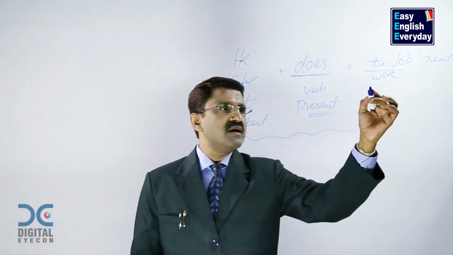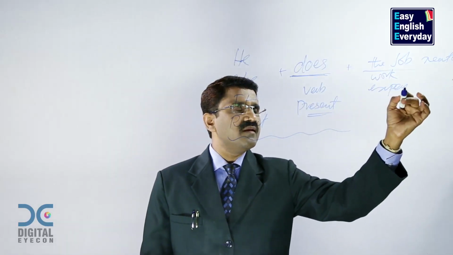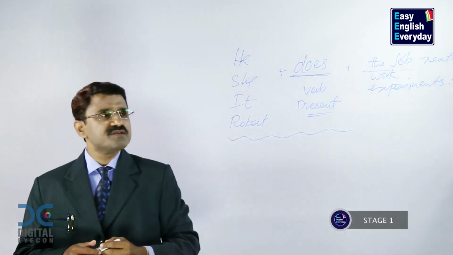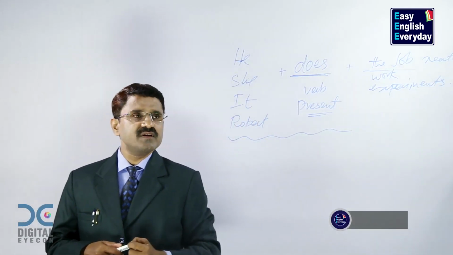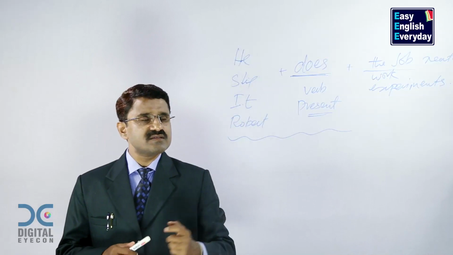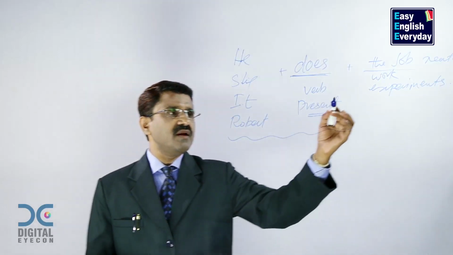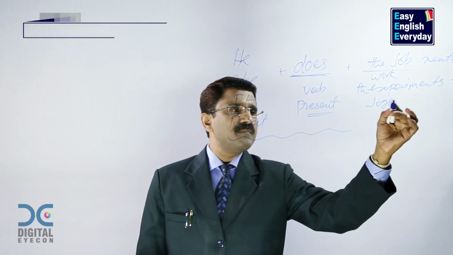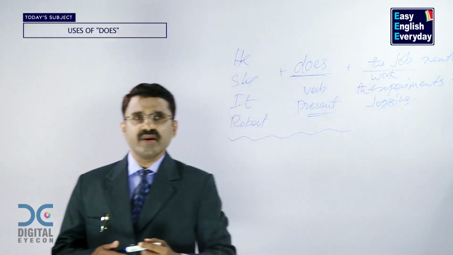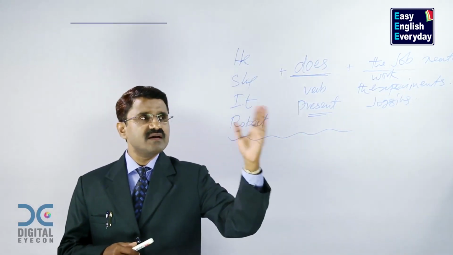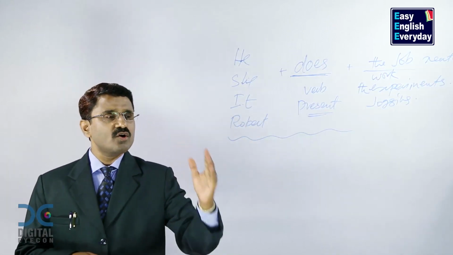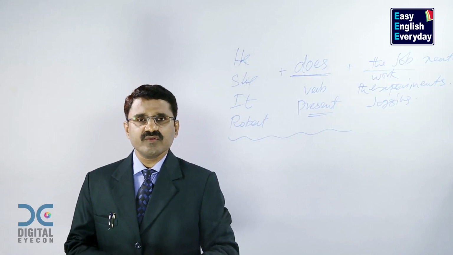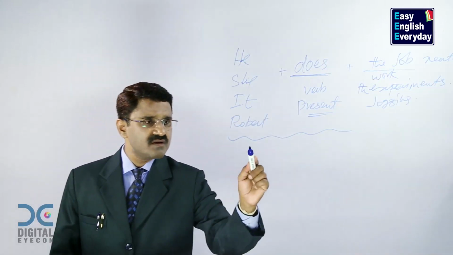He does the experiments every day. She does the experiments every day. It does the experiments every day. Robert does the experiments every day. He does jogging daily. She does jogging daily. It does jogging daily. Robert does jogging daily. This is the way of using it in sentences.